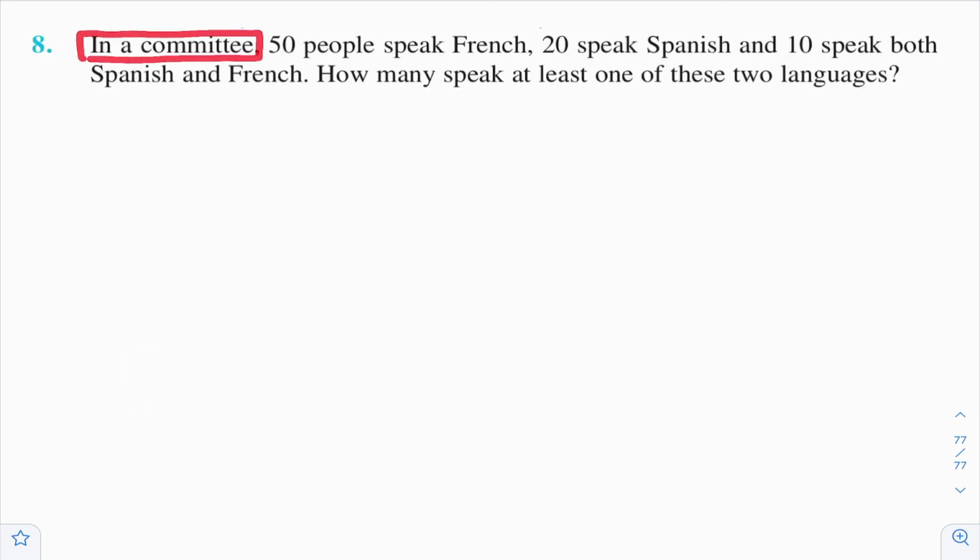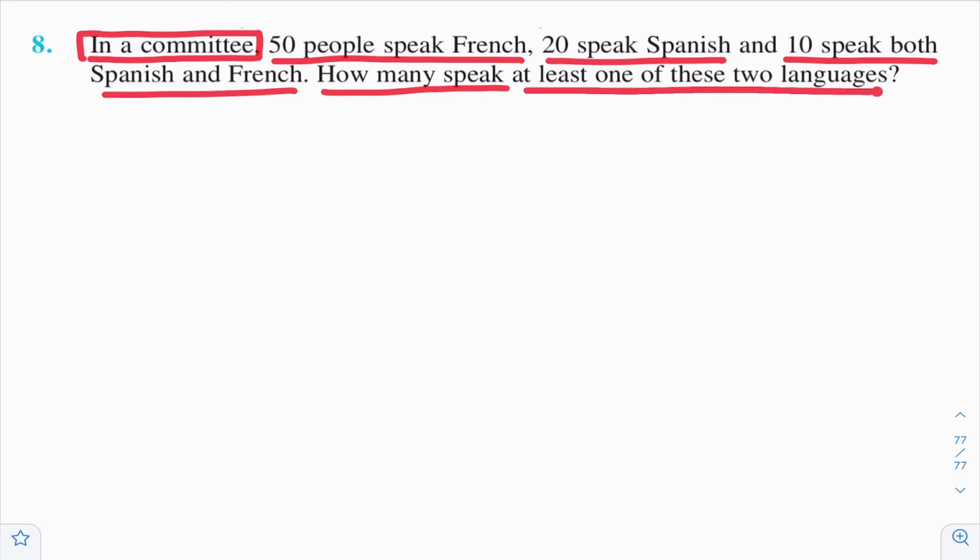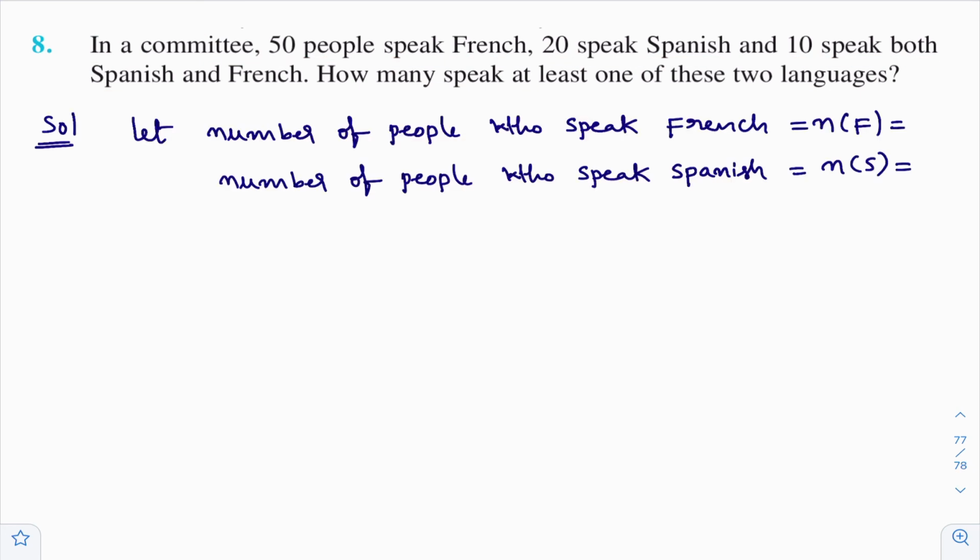In a committee, 50 people speak French. 20 speak Spanish. 10 speak both Spanish and French. How many speak at least one of these two languages? First, I'll write some data from the given question. Let the number of people who speak French be n of f. In this problem, n of f means number of people who speak French. You observe the question, they gave that 50 people speak French. So I'll write n of f is 50.